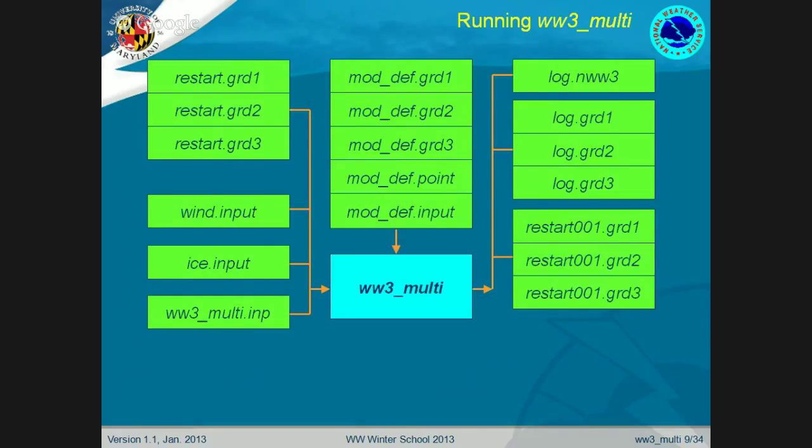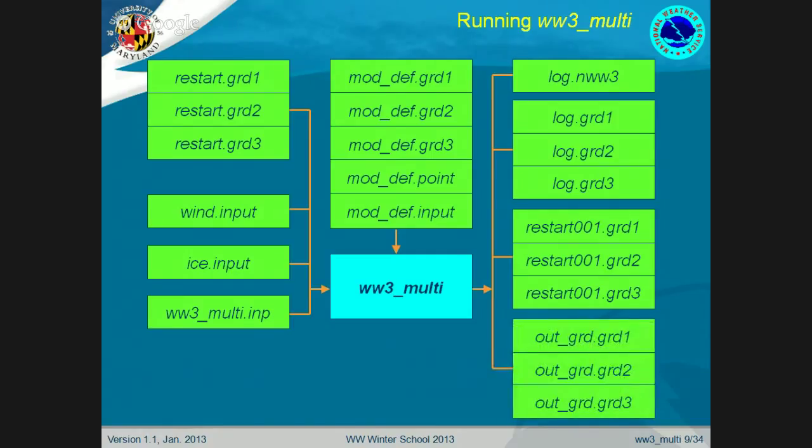Then the multi will also produce a restart, and the way it looks is that you get restart.001.grd1 for the first grid, and so forth. And the binary output file for the grids will be one output file for each grid. And if you have requested the common point output, you have the output point outPNT for the point. And it's outPNT point here because it's defined with the moddef point. If you call it moddef P, it's going to be outPNT P.